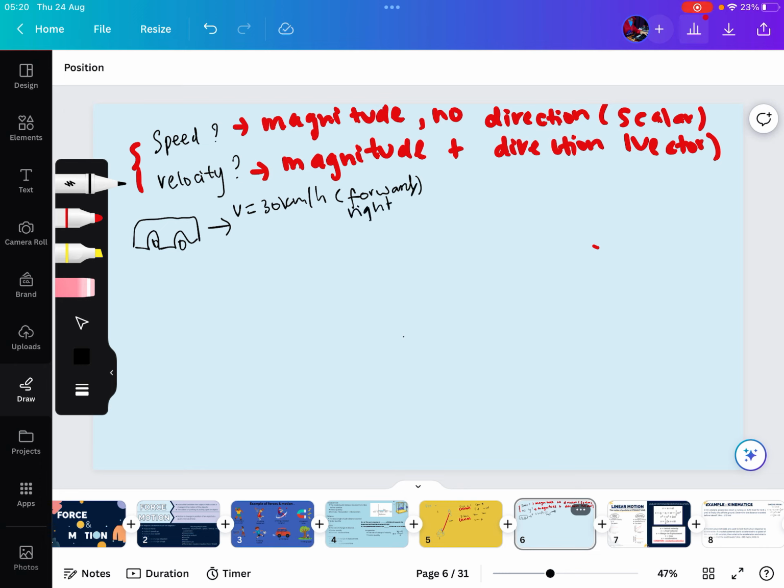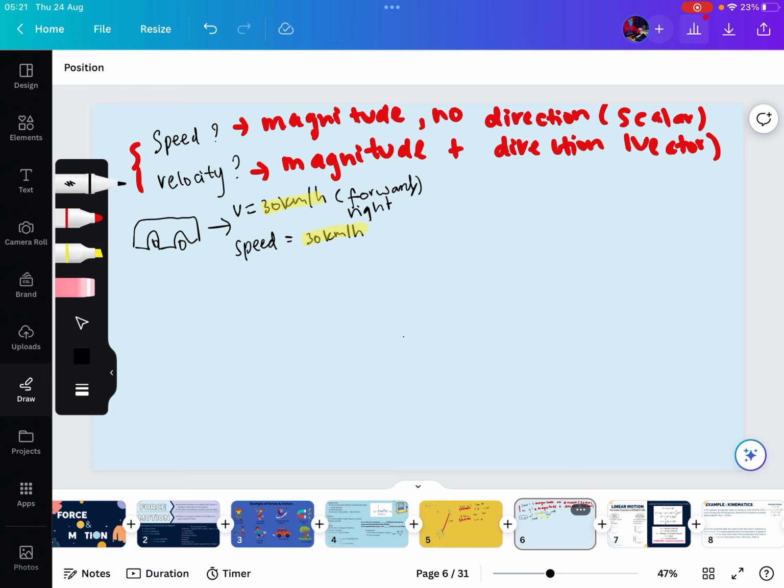But for speed, I indicate it by s. I don't want to confuse you by using s, because in physics s is usually displacement. So the speed is actually 30 km per hour too, but I don't put the bracket to indicate the direction, because we don't have to, because it is a scalar. So they have the same value, but velocity has an additional description, which is the direction. So that's how we differentiate.